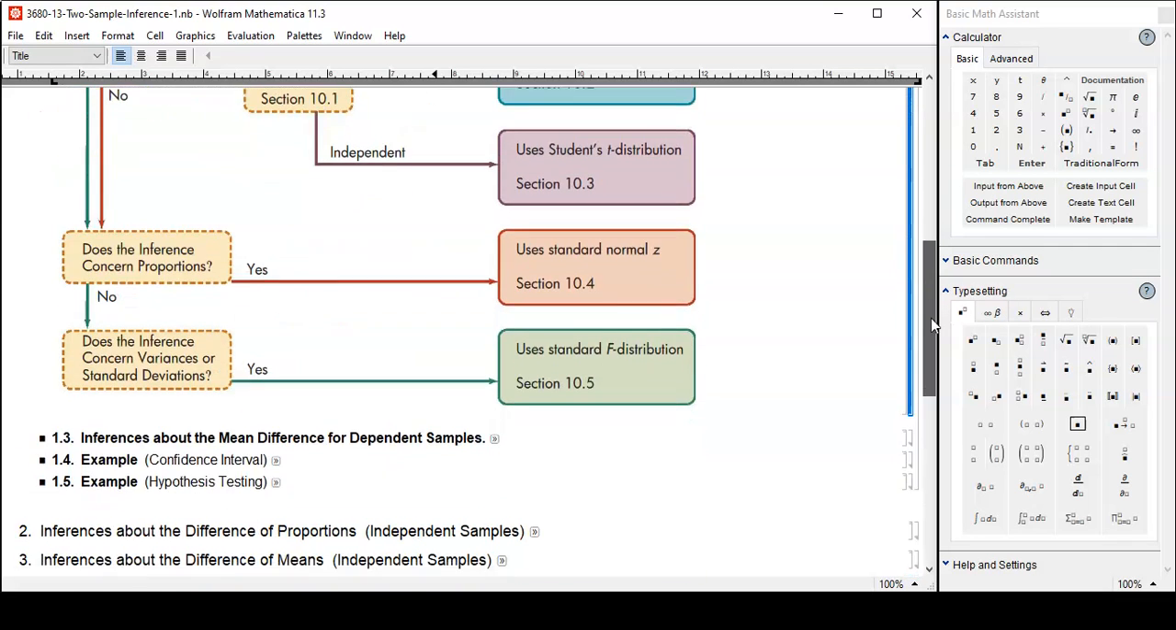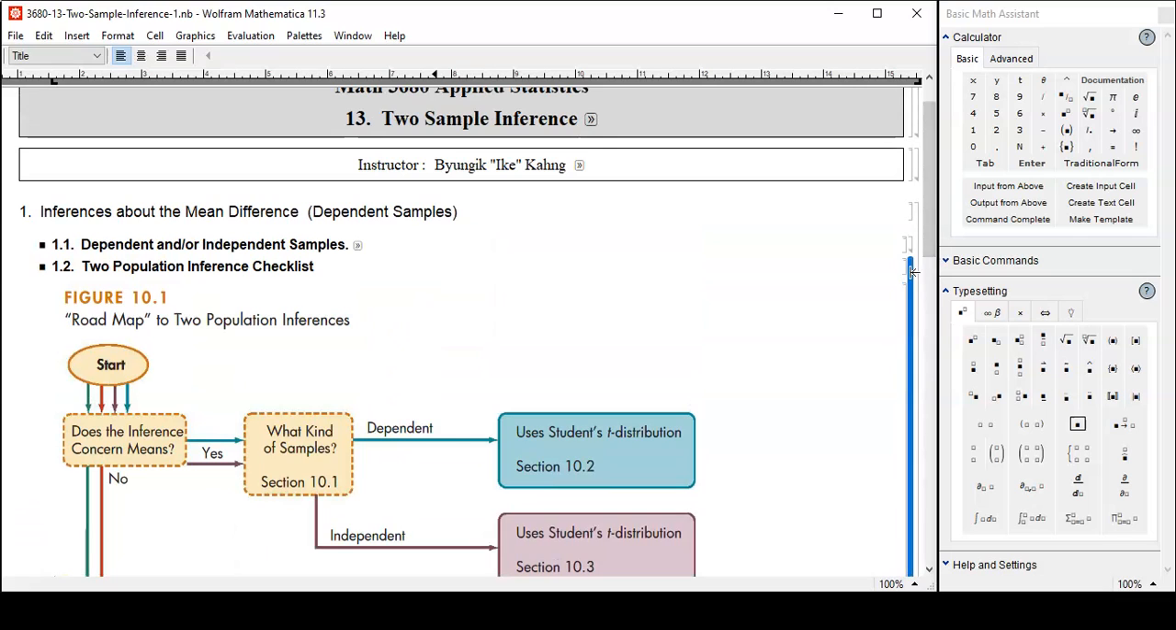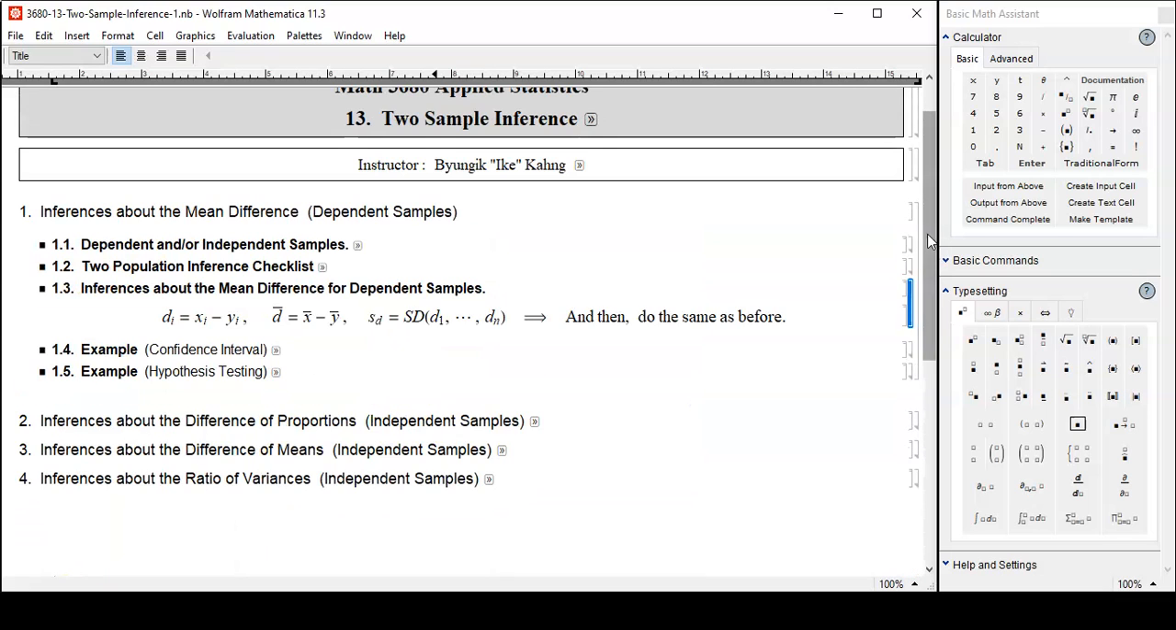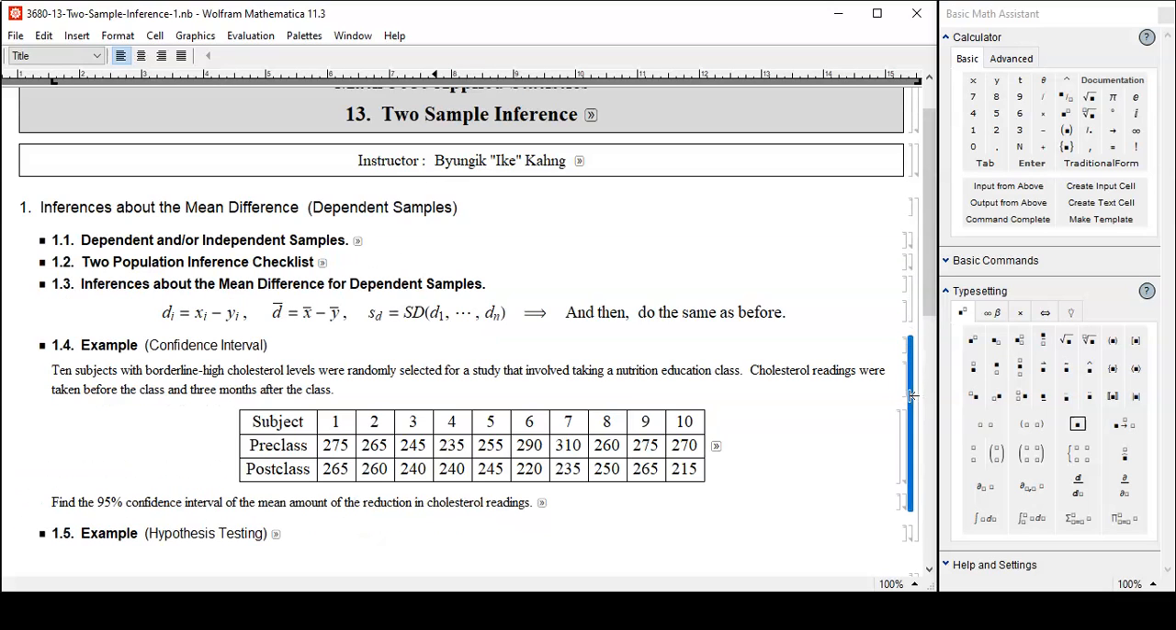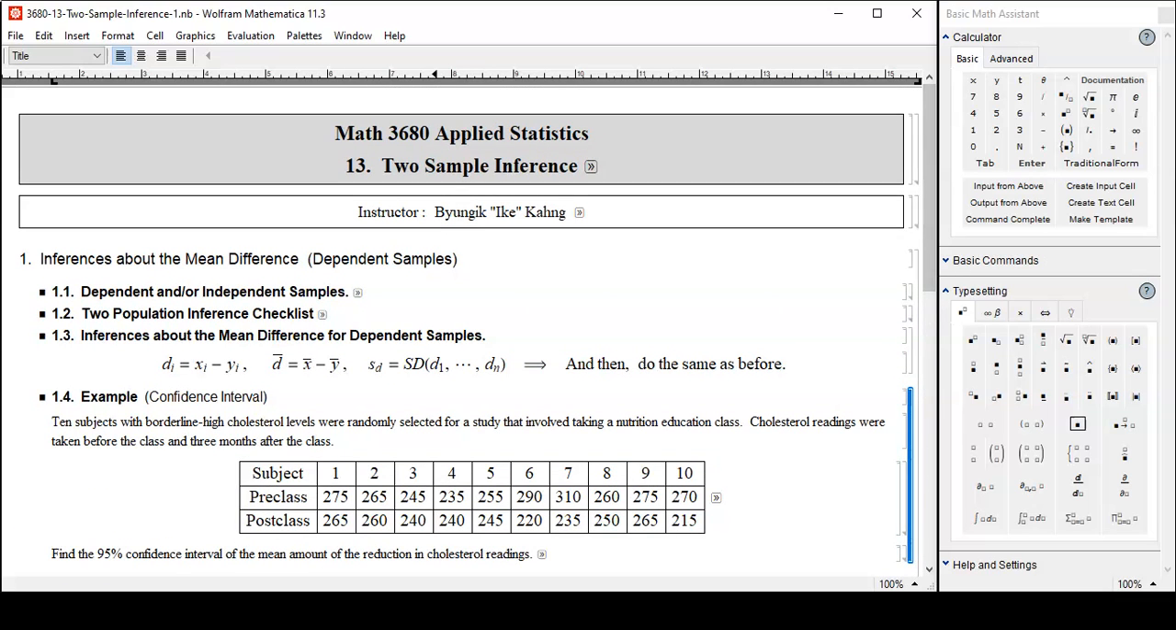Here's a checklist, by the way. You can go through these. Now, here's an example. Oh, excuse me, this is just a theory part. Here's an example of two-sample inference of two dependent data. Please stop the playback and read through first.